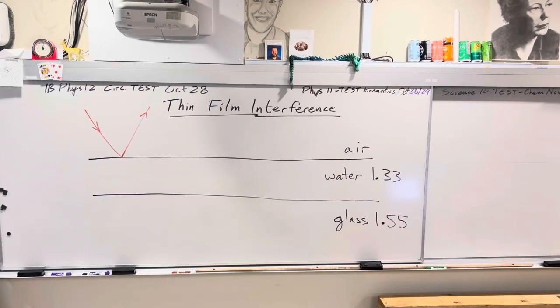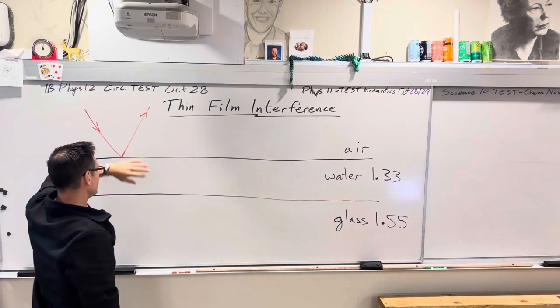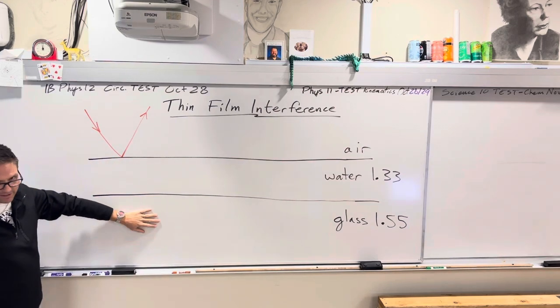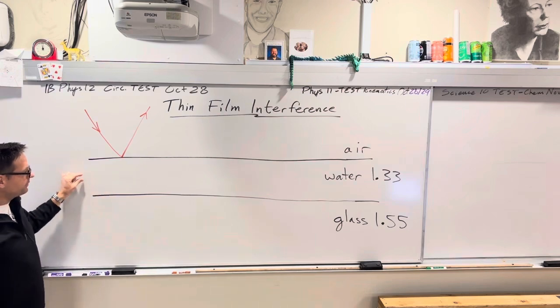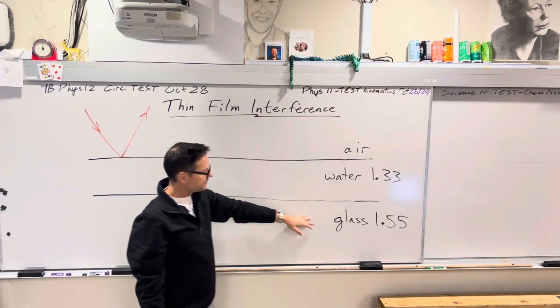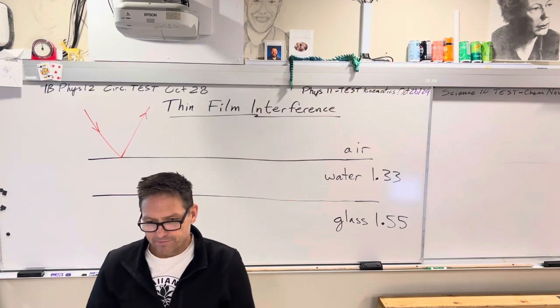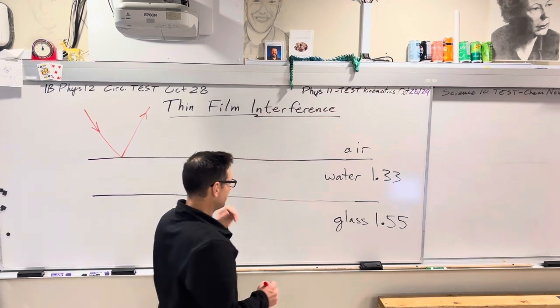So we're learning about thin film interference, and we're going to video it. You have a piece of glass, let's say, with a very thin film of water on top. The glass has a refractive index of 1.55. By the way, what does refractive index mean?